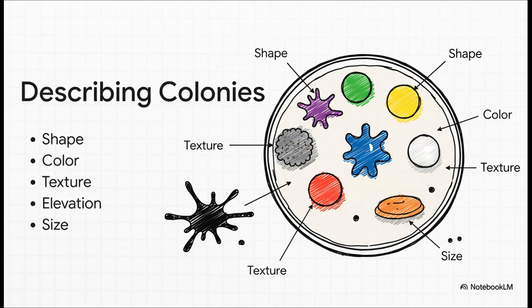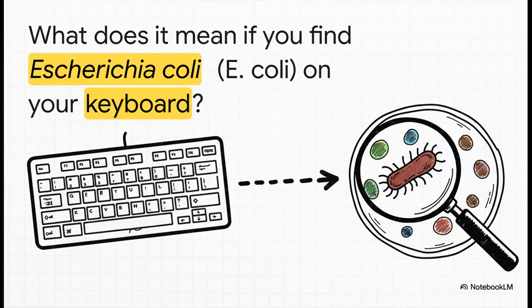For a microbiologist, each one of these colonies is a clue. They'll start by describing its physical traits. What's its shape and color? Is the texture shiny or is it matte? Is it flat or is it raised up? How big is it? These simple observations are the very first step toward figuring out what specific type of bacteria you're looking at. So, let's put this into practice.